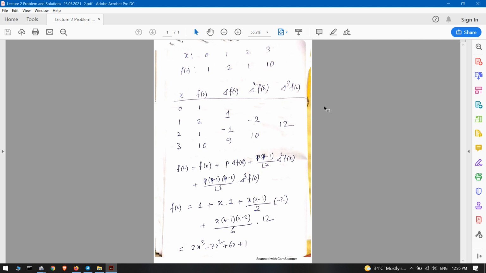So let me send the second problem for you to try to solve. Let me scan it.